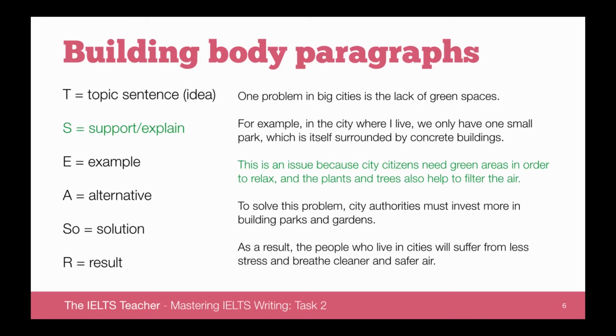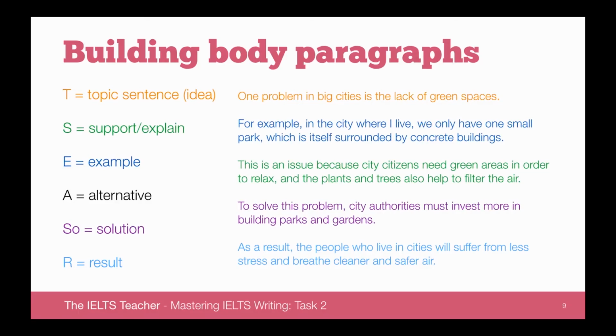As this is a problem and solution paragraph, we need to follow this with a solution. To solve this problem, city authorities must invest more in building parks and gardens, and then the result of that solution. It's often nice to finish a paragraph with a result because the result will link itself to the first sentence, creating a very, very clear central topic. Really important for coherence and cohesion if you want to score a band 7 or above. So as a result, the people who live in cities will suffer from less stress and breathe cleaner and safer air.